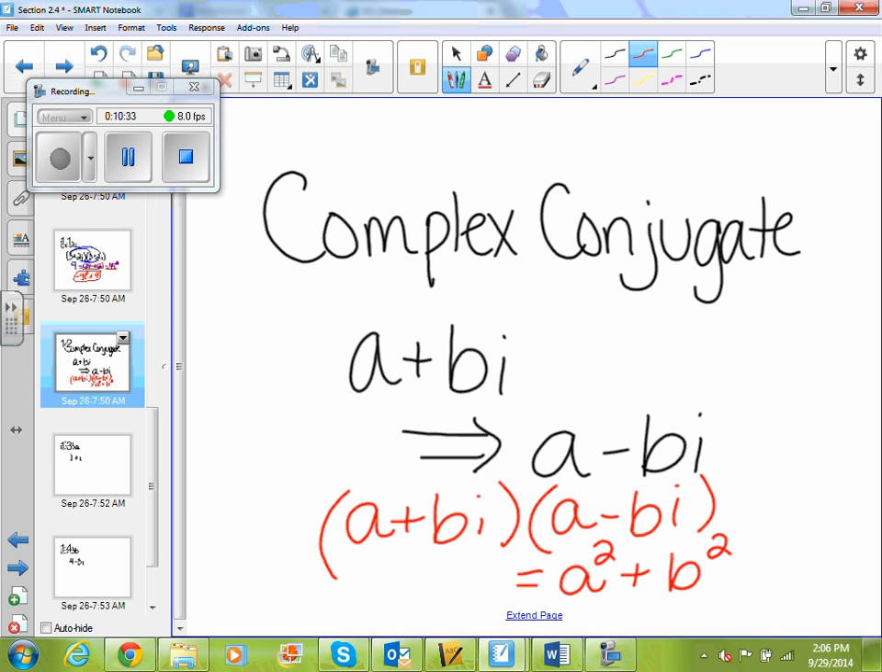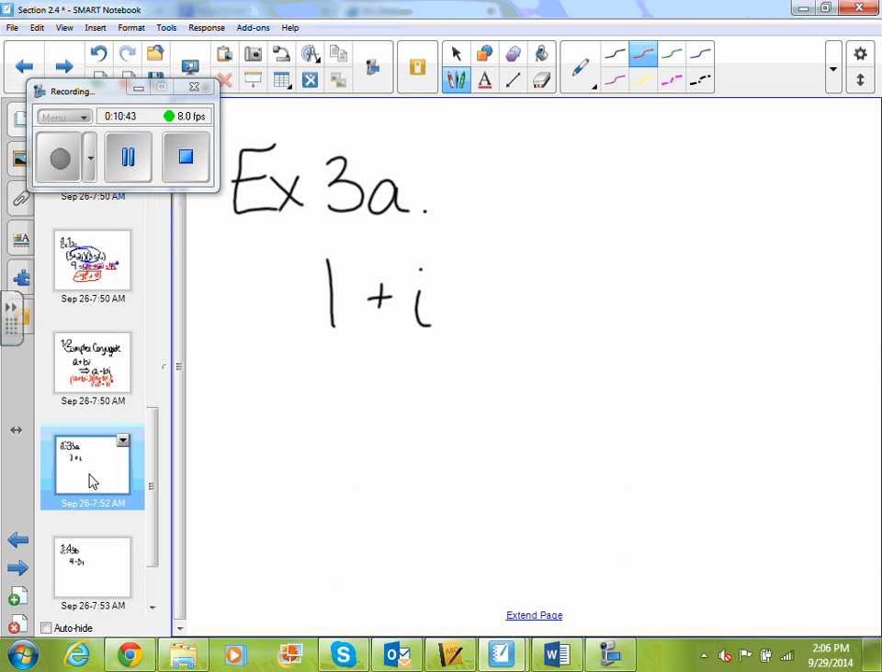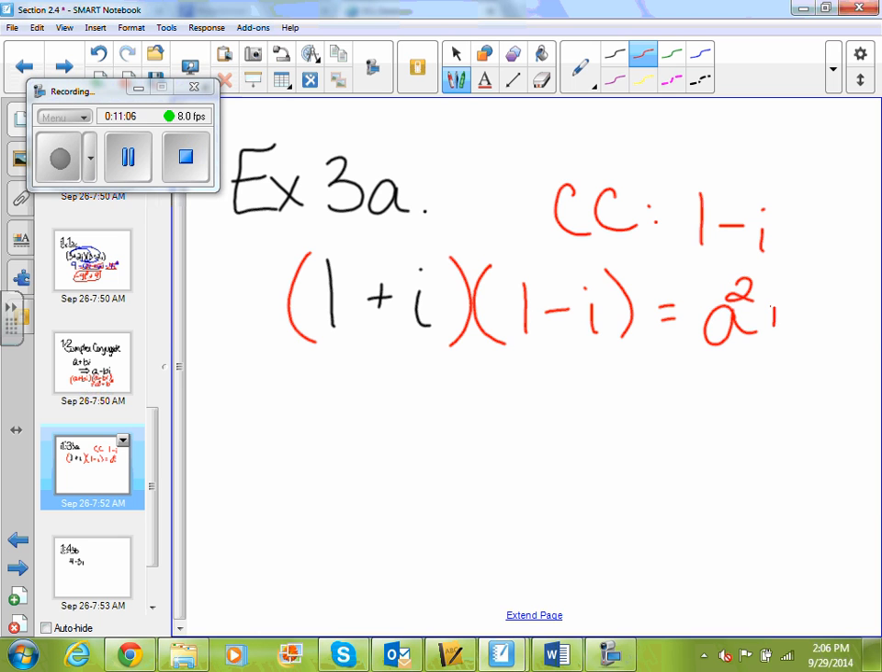Okay, and we are going to do some multiplying of complex conjugates. So if we look at example 3a, we have 1 plus i. Let's start with what's our complex conjugate of 1 plus i? 1 minus i. Okay, and then we're going to multiply them. So I'm going to take 1 plus i times 1 minus i. And we know that that's going to equal my a squared plus my b squared.